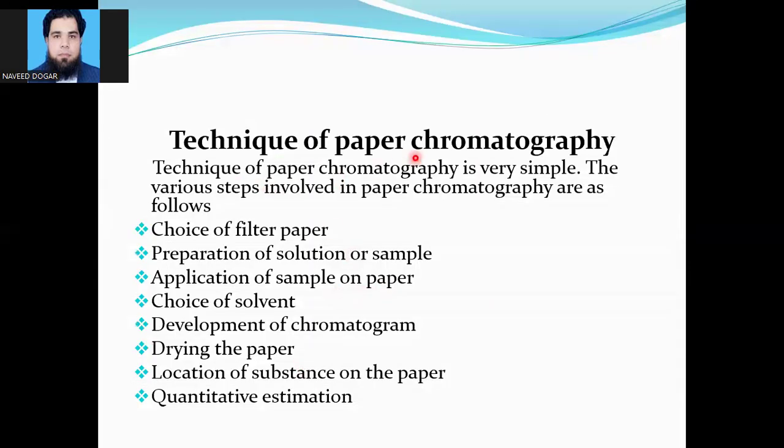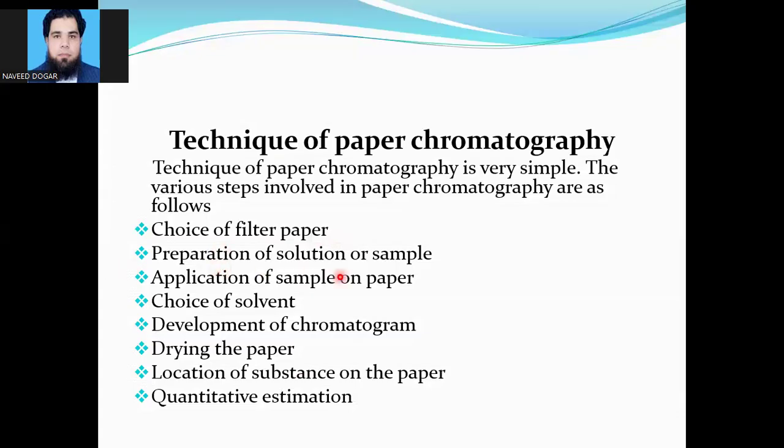Now we will discuss the technique of paper chromatography. There are various steps when we do an experiment through paper chromatography. The experiment or technique is very simple. First of all is the choice of the filter paper. We have to choose a filter paper.